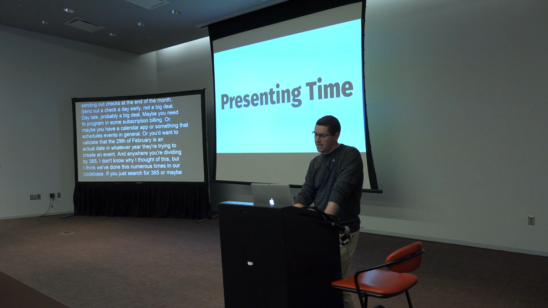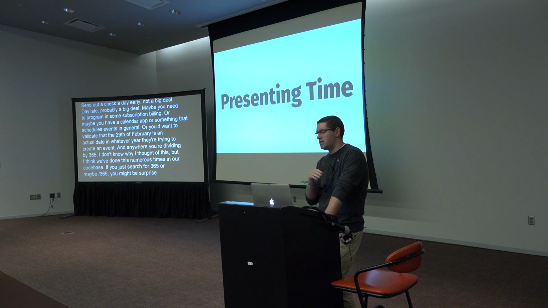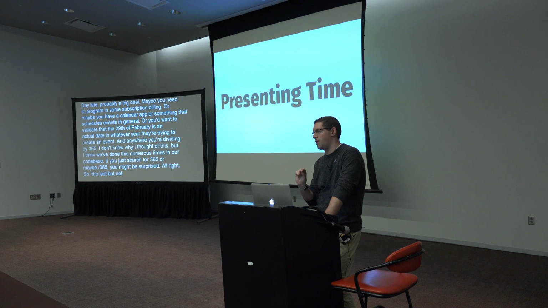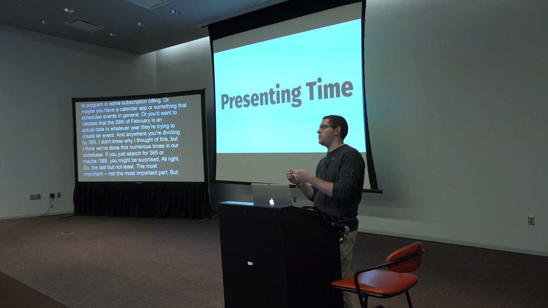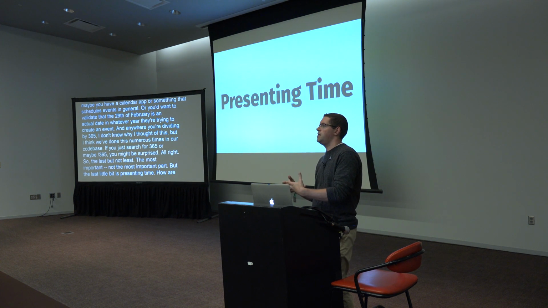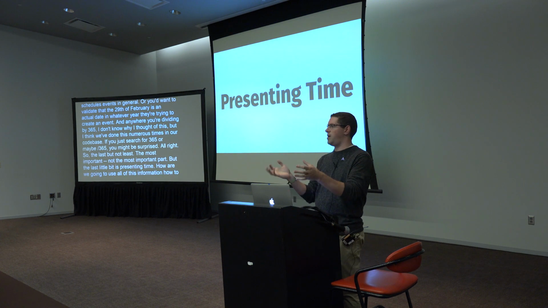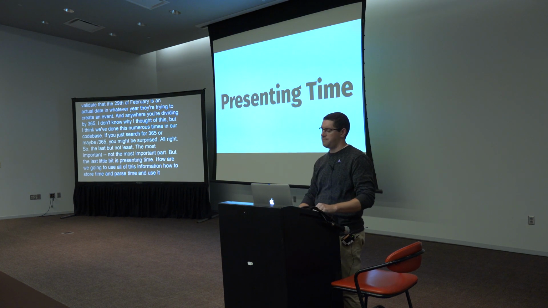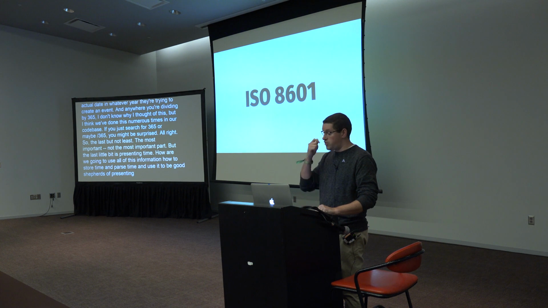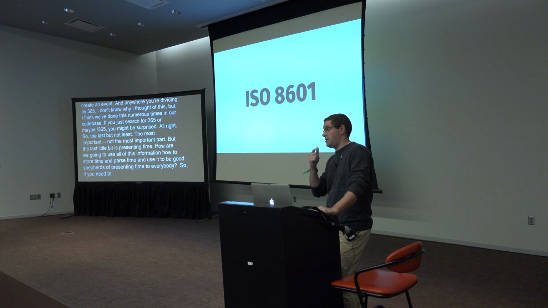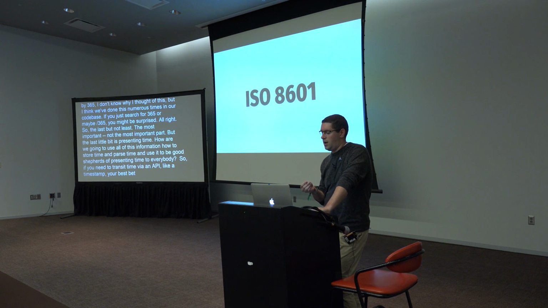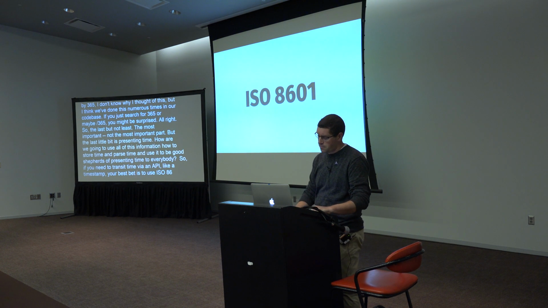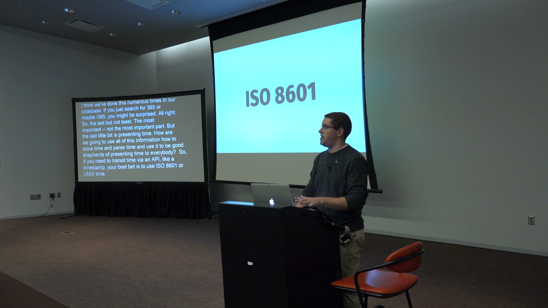All right, so the last, but not the most important part, but one of the last little bits is presenting time. How are we going to use all this information about how we want to store time and parse time and use it to be good shepherds of presenting time to everybody? So if you need to transit time via an API, like a timestamp, your best bet is to use ISO 8601 or Unix Time. If you're having a hard time choosing a format, don't feel bad.